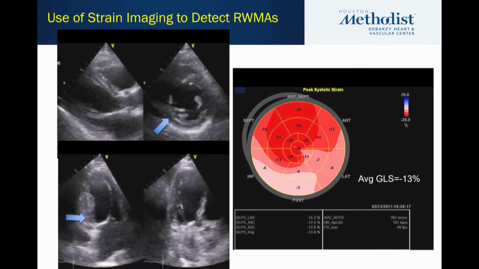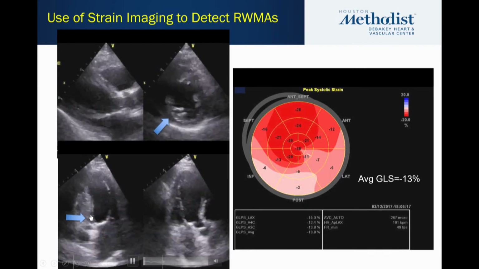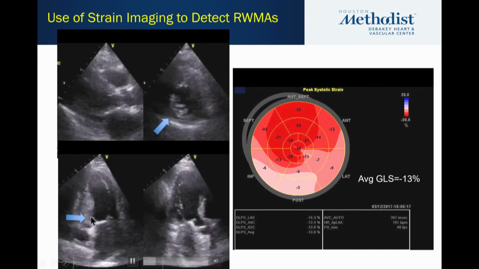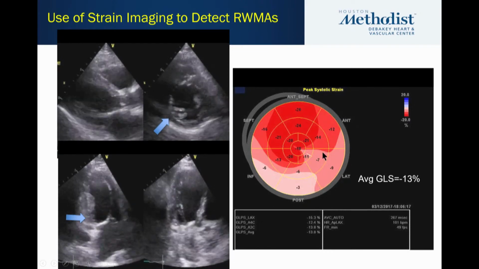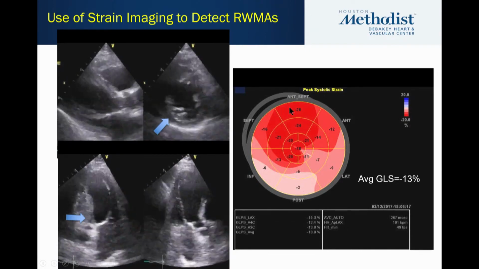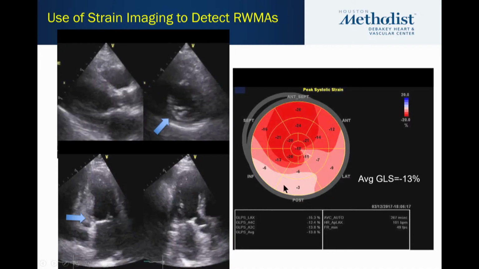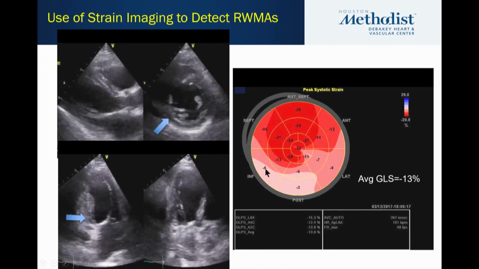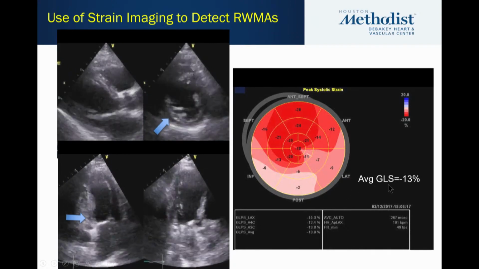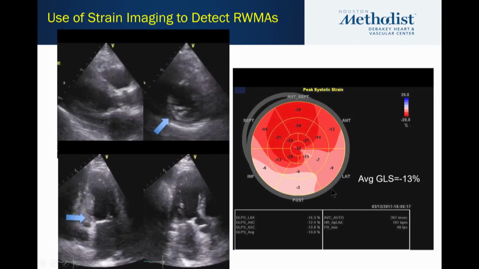This is one that is more subtle. This patient has a decent EF, and we could argue whether this inferior wall is abnormal or not. Maybe there's a little bit of foreshortening, but the GLS is very, very impressive. Pretty good values here, but very low values, minus 3% down here. Really consistent with a true wall motion abnormality. The average global GLS was 13%. This patient did have an RCA lesion.